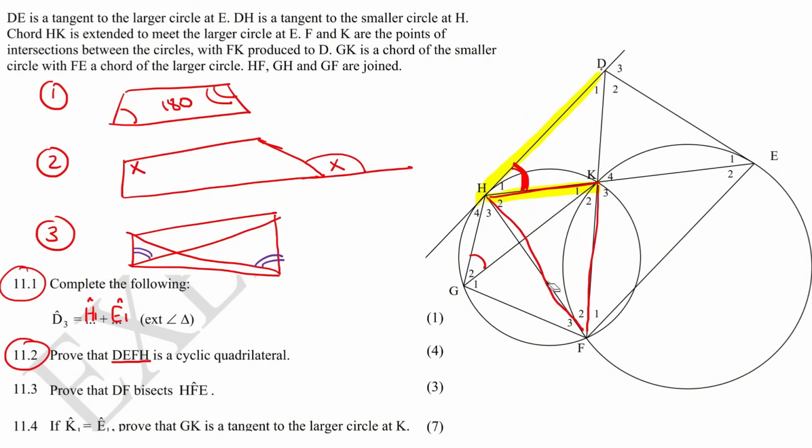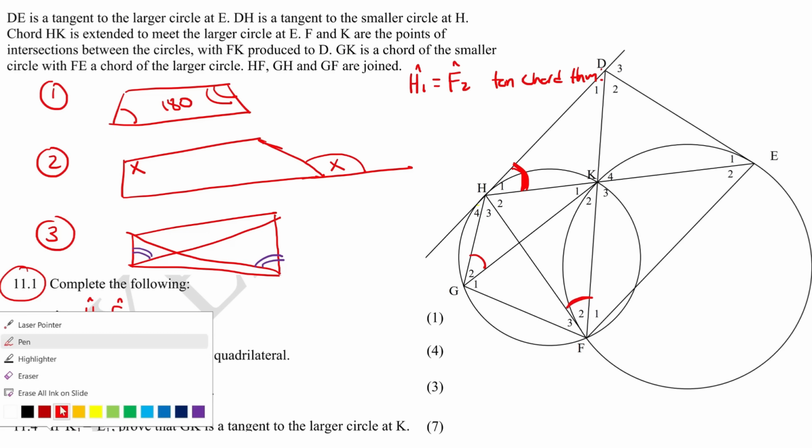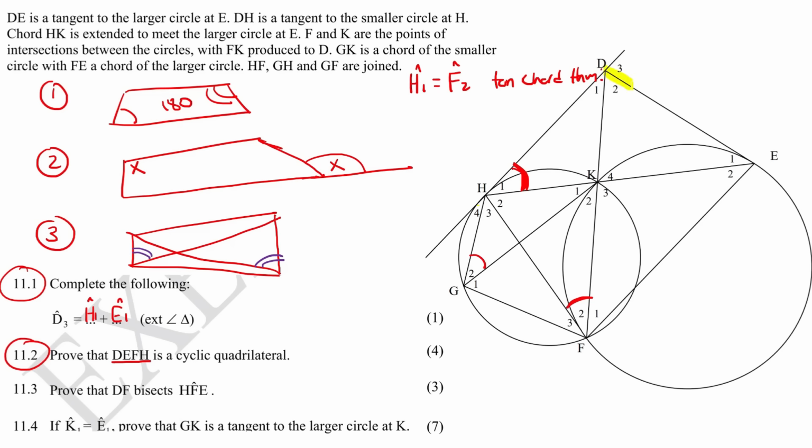You'll see why now. So we can say that H1 is the same as F2, and that's just because of tan chord theorem. Okay, and look, they used H1. You'll see how this is all going to tie in together now. Then I want us to quickly jump to the other tangent, which is over here, and then let's make a chord.